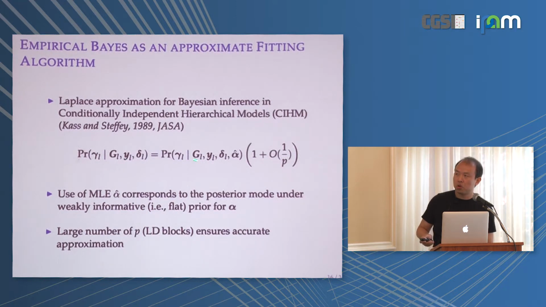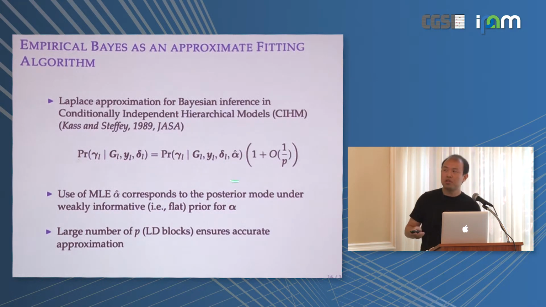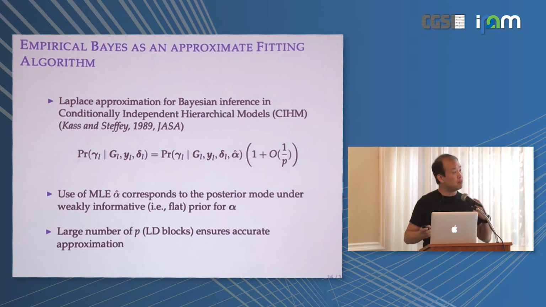Look at this. The statement not only says the right-hand side is an approximation, it also gives you an error bound. The important thing to notice is that the P here will be the number of the LD blocks in our context. And this error term is a relative error. It's so much better to have a relative error to estimate a small probability, right?